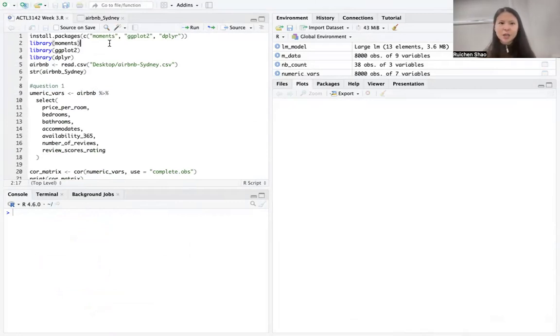Hi, my name is Rachel Xiao, and today I will present my data analysis of the Sydney Airbnb datasets and also the linear regression pricing models. My goal is to identify the key factors influencing the price of the single rooms in Sydney.